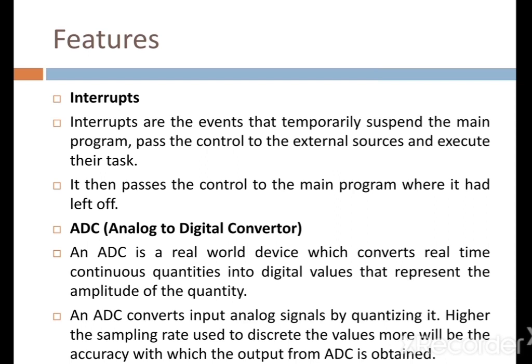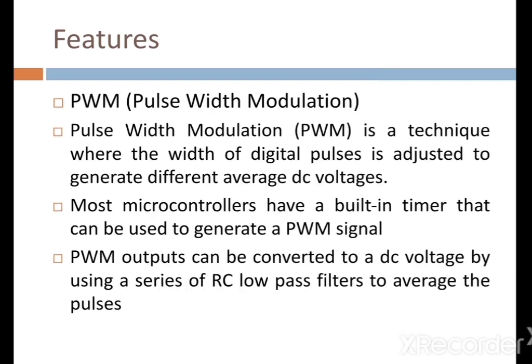Then ADC. ADC, that means analog to digital converter. ADC is a real world device which converts a real time continuous quantity into a digital value that represents the amplitude of that quantity. ADC converts the input analog signal by quantizing it, and the higher the sampling rate used to discretize the values, the more accuracy with which the output from the ADC is obtained. That means the analog to digital conversion process.